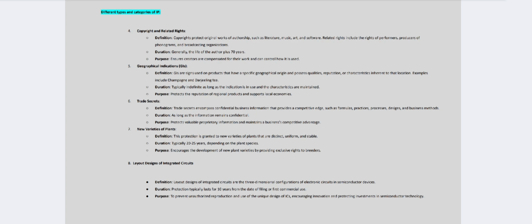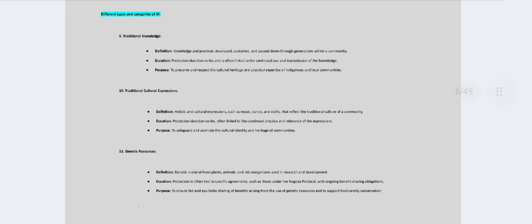Layout design and integrated circuit. Definition: layout designs of integrated circuits are the three-dimensional configurations of electronic circuits in a semiconductor device. Duration: protection typically lasts 10 years from the date of filing or first commercial use. Purpose: to prevent unauthorized reproduction and use of the unique design of the IC.